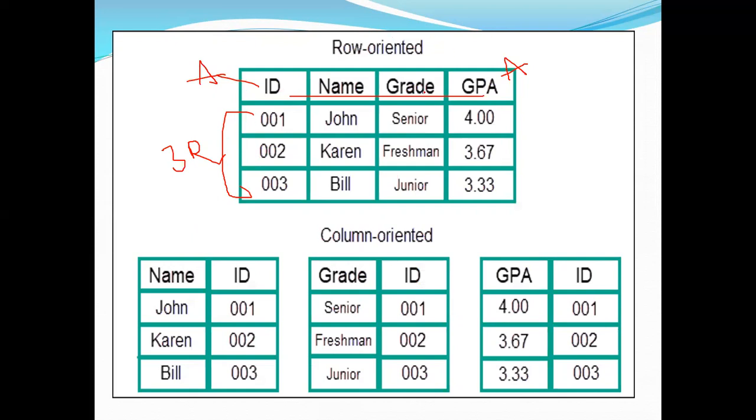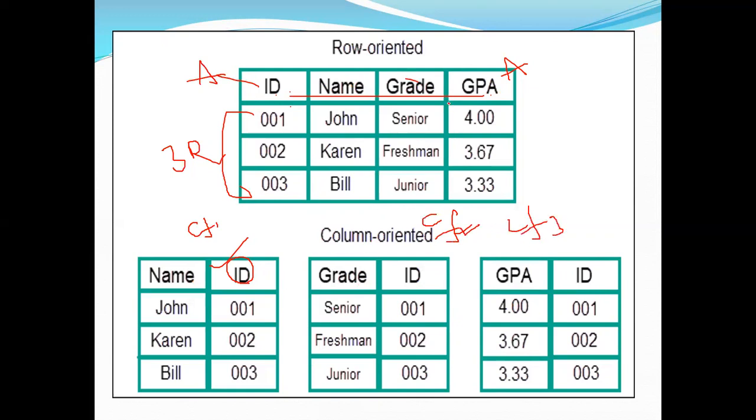So this is row oriented. Whereas in column oriented, this ID will be given as a primary key to identify each name, each grade, each GPA with a column. See here, for the name, one ID, for the grade, an ID, for the GPA, an ID. That means every attribute is defined along with the column name, which is used to identify the rows of the particular column. So this is column family 1, this is column family 2, this is column family 3.